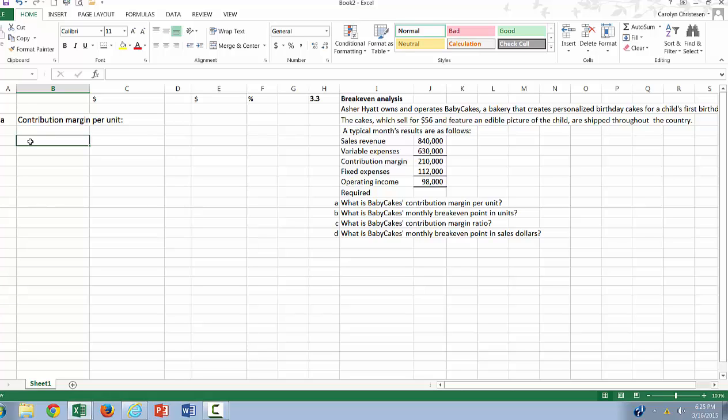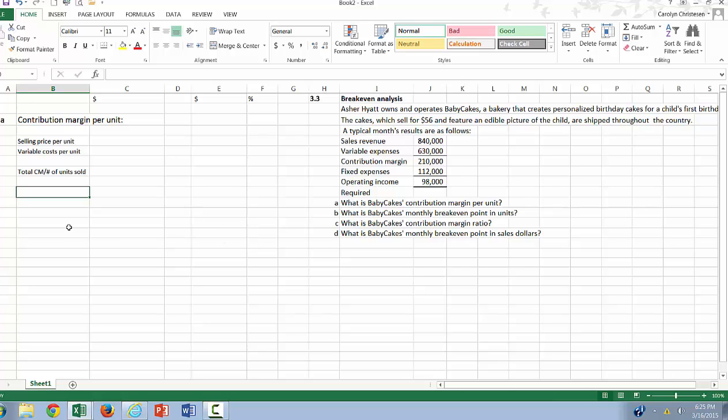All right, so we have two choices to calculate the contribution margin per unit. We can either take the selling price per unit and subtract variable costs per unit, or we can take the total contribution margin and divide it by the number of units sold. In this case, we're given the total contribution margin, so let's find out how many units were sold. The only unit information we're given is the selling price per unit, the $56.